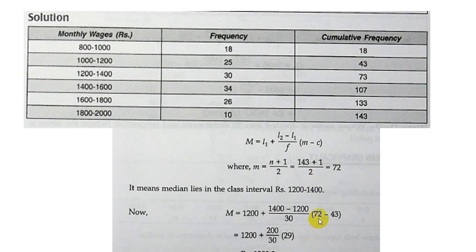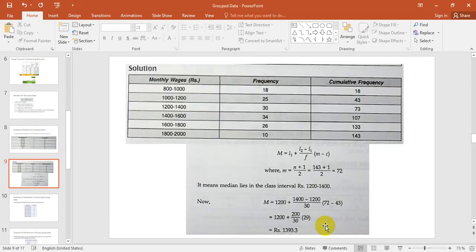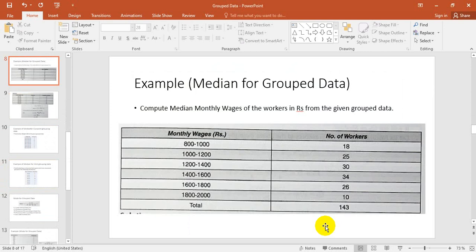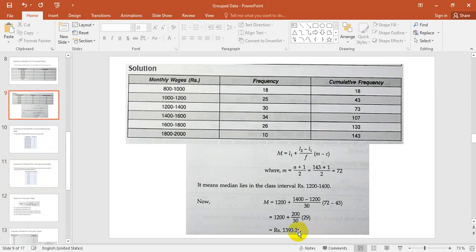So consider 72 minus 43. 72 minus 43 becomes 29. 1400 minus 1200 becomes 200. Just simplify this, and you will get the final answer. The final answer for the median score is 1393.3. Okay, so this is how we find out the median.